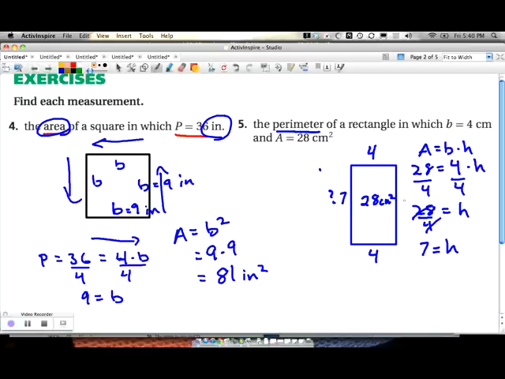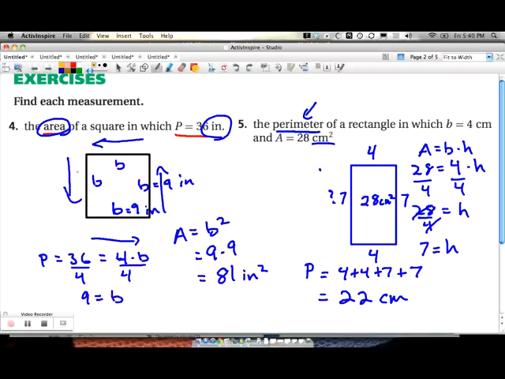Well, I know that this side is 7 and this side is 7. To figure out the perimeter, that's all 4 sides added together. So the perimeter is going to be 4 plus 4 plus 7 plus 7. That's 14 plus 8, which is 22. Then I look at my units. It was centimeters squared for the area, so that means it's just centimeters for the total lengths.